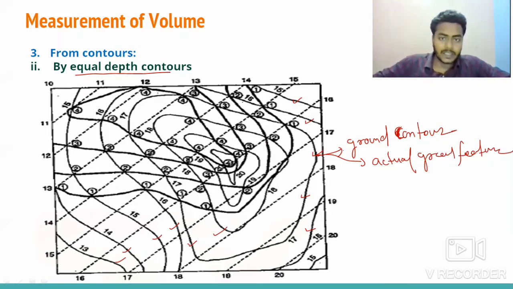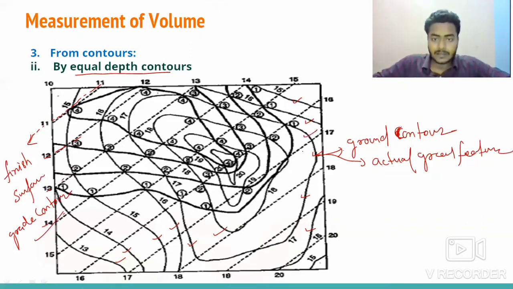Okay. So what is this dotted line? We want that finished surface according to this contour. Like you can see in the figure, whatever the dotted line is given in this picture, that is the finished surface. Also we can say grade contour. Okay. Actual ground is like this, that is shown by this thin line. Okay. And we want grading according to the dotted line.